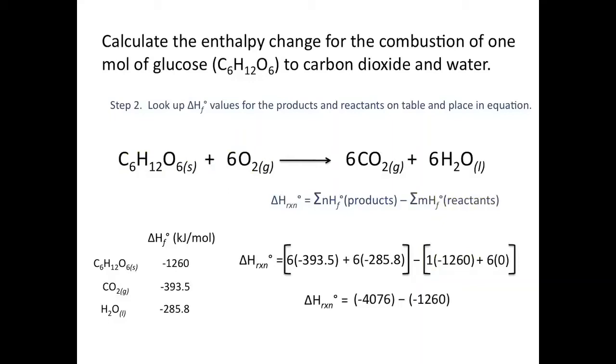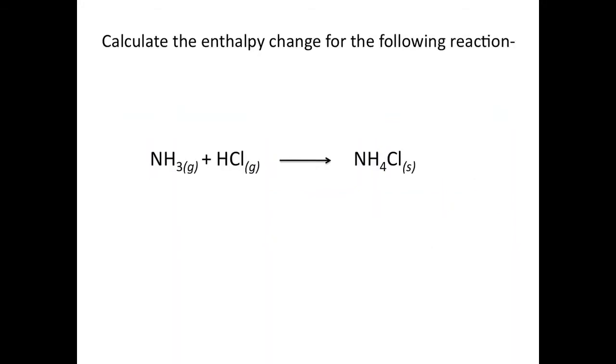And now it's a matter of correctly putting these values into your calculator to come up with the correct answer. Be very careful keeping track of your negative signs and the parentheses so you come up with the right answers. And I think it's best to do these problems step by step, writing out the values you get for each part of the equation along the way. And this leaves me with an enthalpy value for the reaction of negative 2,816 kilojoules per mole. Let's look at another example.